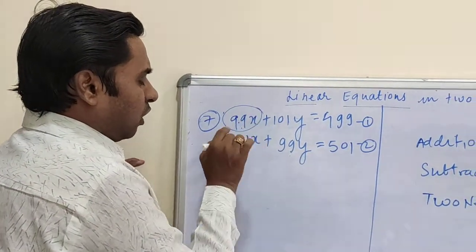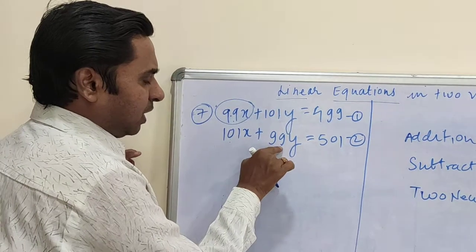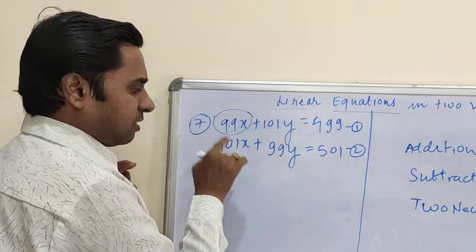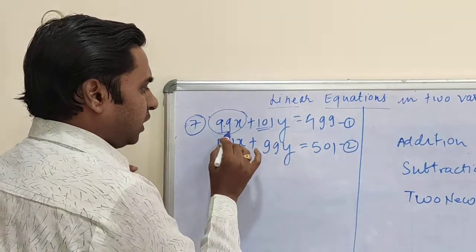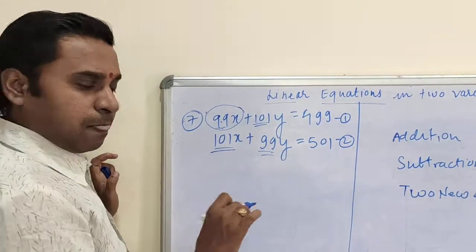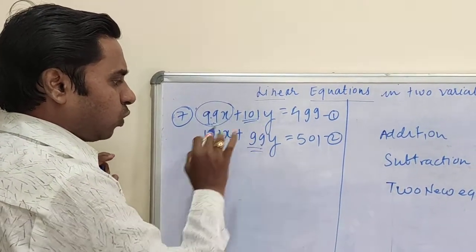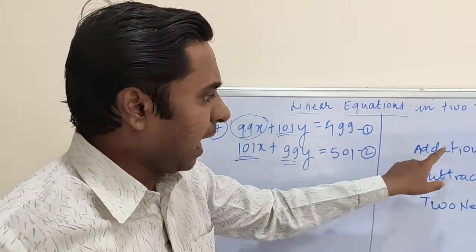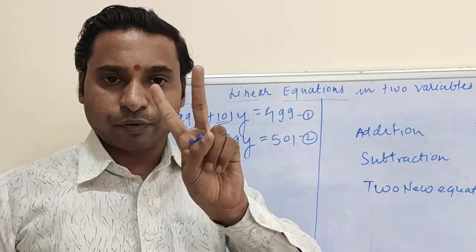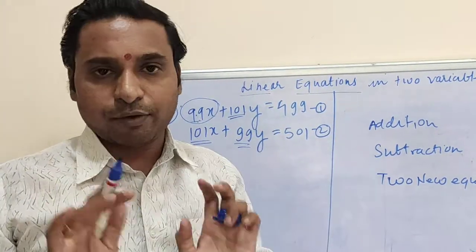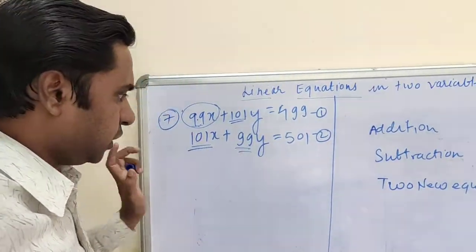When we have the coefficients of x and y similar, the coefficient of y and x similar. Because here it is 101, here also 101, here 99, here also 99. So when we have cross coefficients as the same, at that time we do addition, then subtraction, and then we are going to get two new equations. And those two new equations we have to solve. Understood? So let's check here.